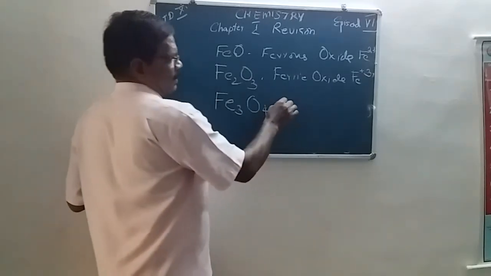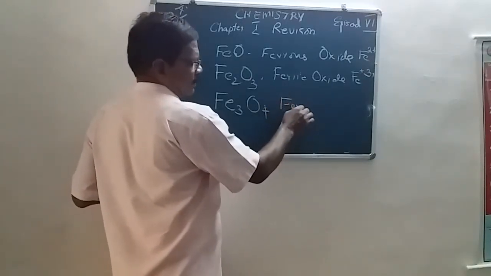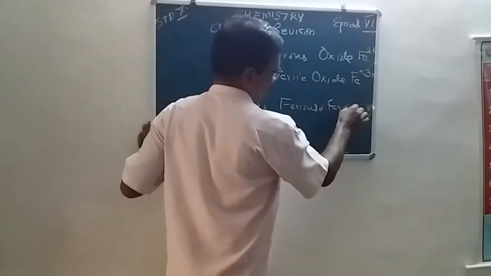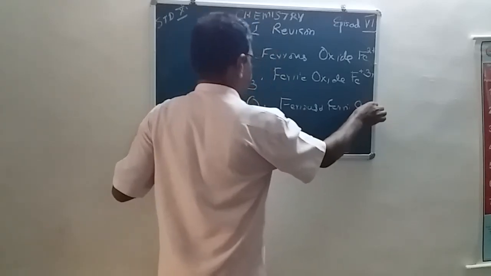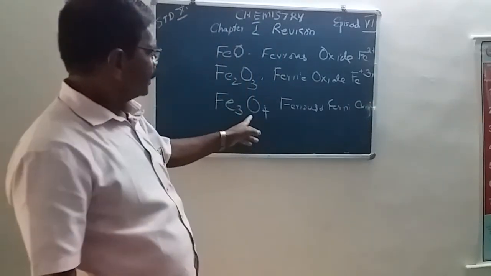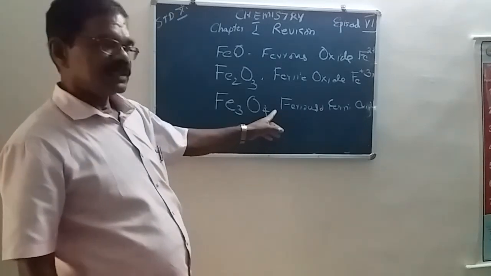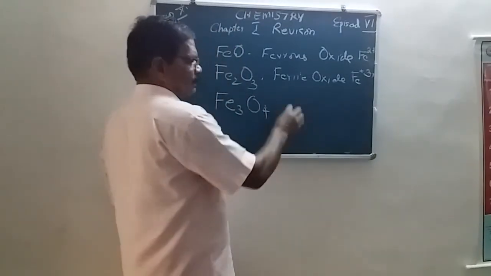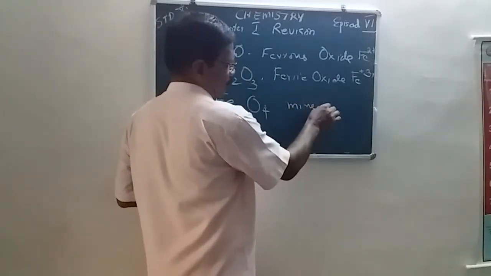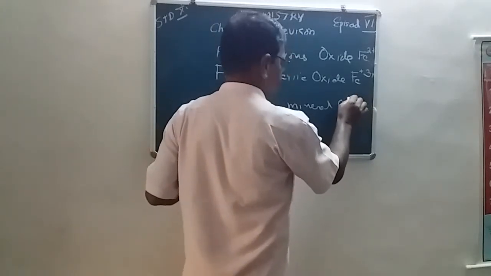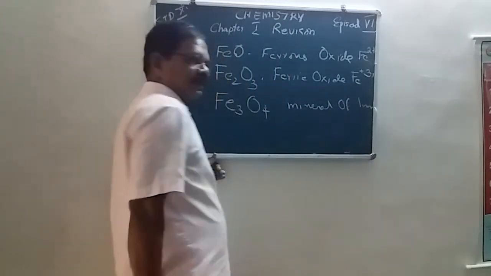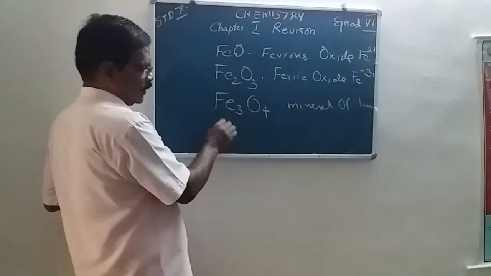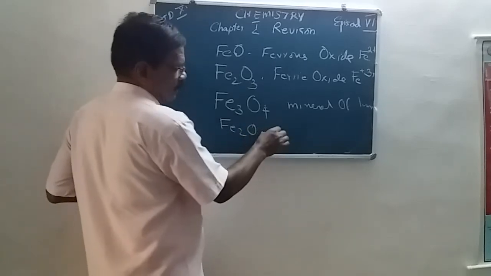This is ferroso-ferric oxide. Commonly it is called ferric oxide, but the correct name is ferroso-ferric oxide. It is a mineral of iron, named magnetite. Similarly, rust. Rust is hydrated ferric oxide, Fe2O3.xH2O.